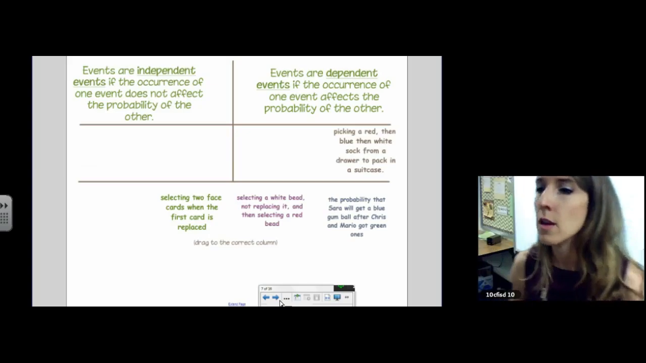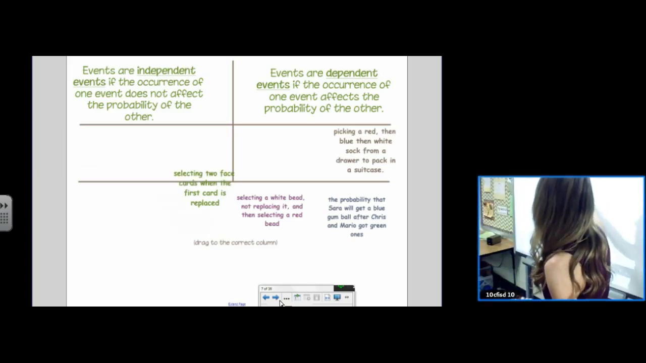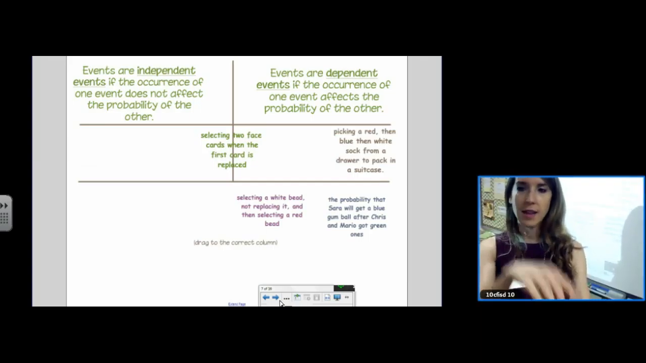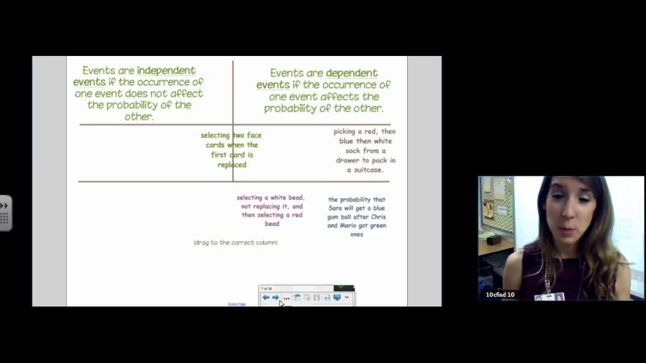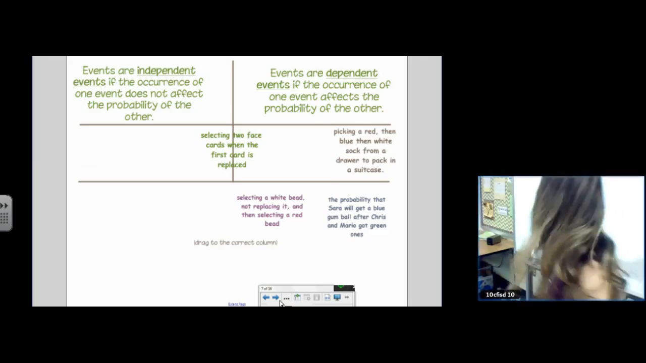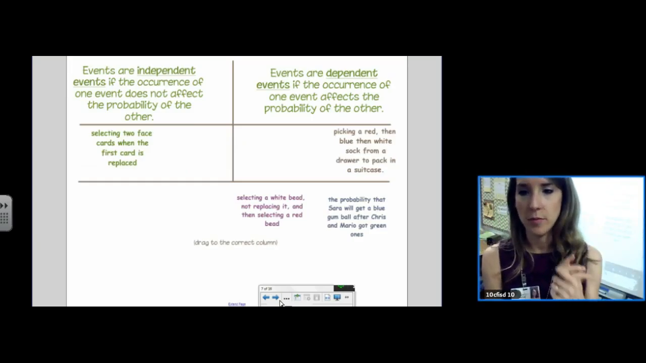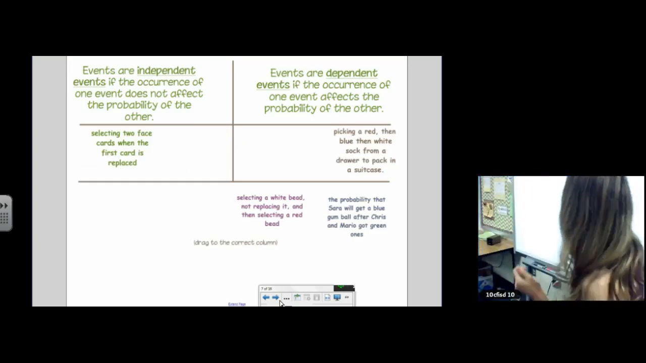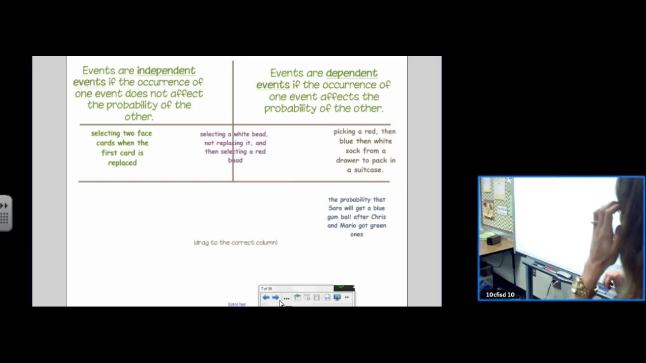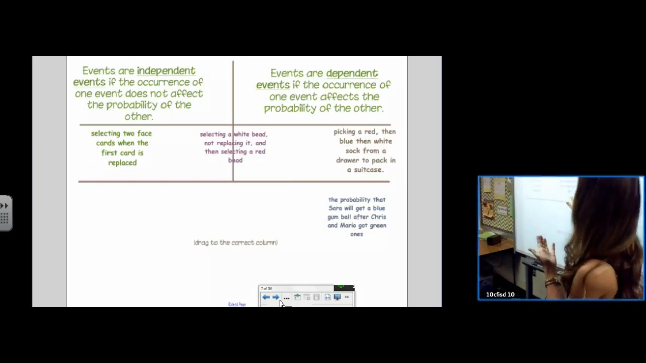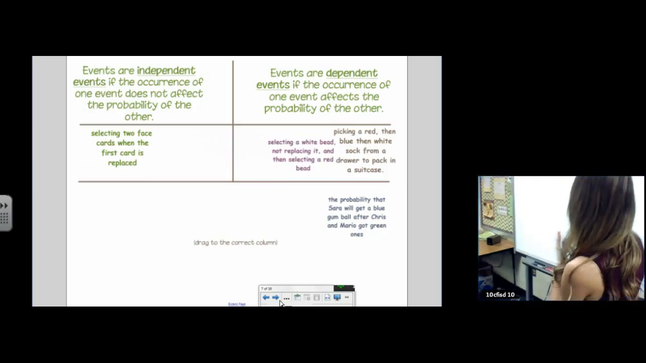Okay? Selecting 2 face cards when the first card is replaced. It's like, I want to choose a face card, I want to put it back, and then I want to try to choose a face card again. The key word there is replaced, right? That is independent. Once you put the card back, your sample space is back to normal. It has not changed. Selecting a white bead, not replacing it, and then selecting a red bead. Keyword, not replacing it, right?